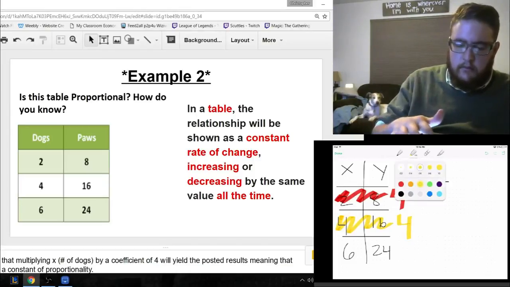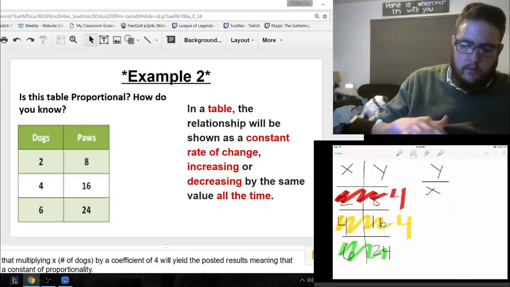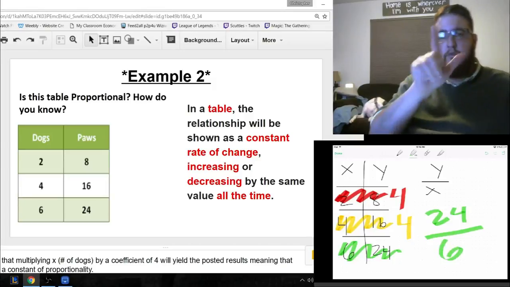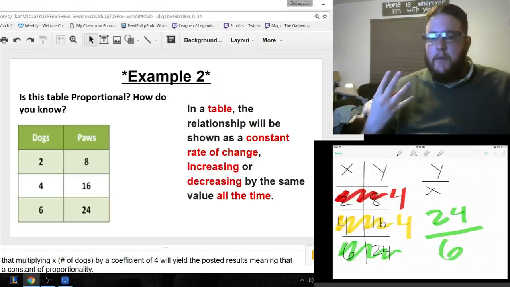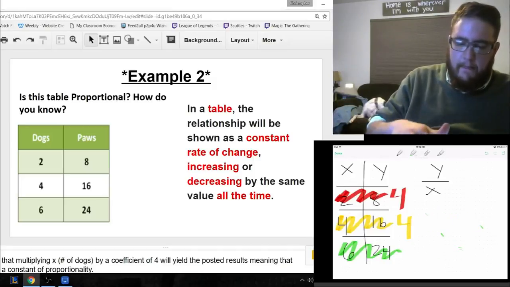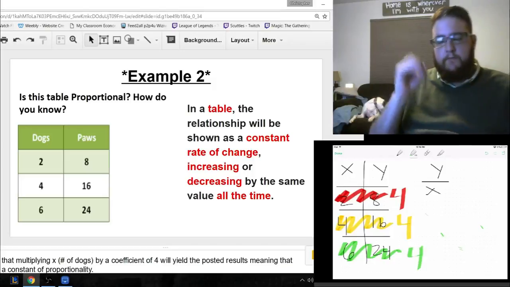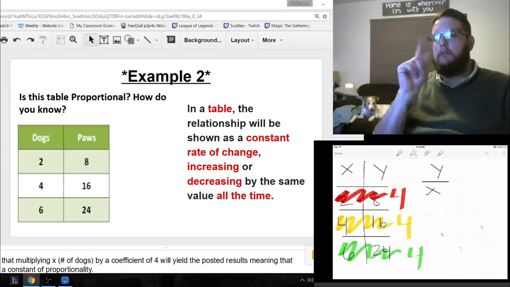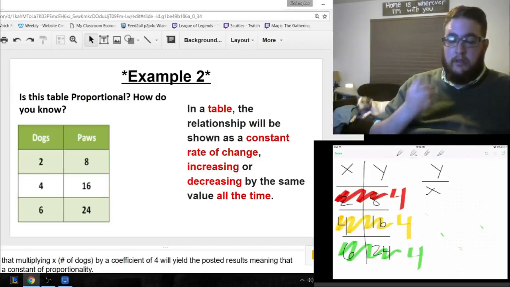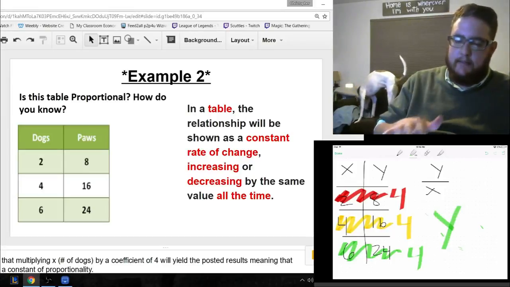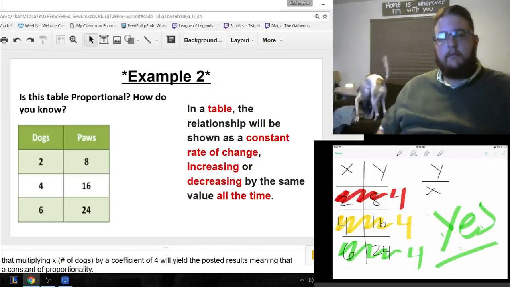We're going to do the same thing again for our next pair, 6 and 24. We'll substitute 24 in for y and 6 in for x. 24 divided by 6 is also 4. Alright, so each one of our rates of change is 4. That means we can determine that it is a constant rate of change, or a constant of proportionality. That means that this table about dogs and paws is in fact proportional.